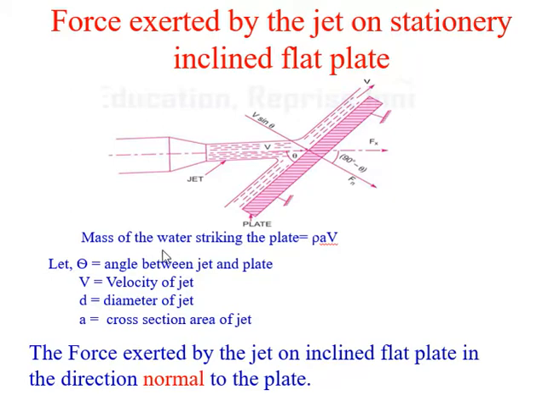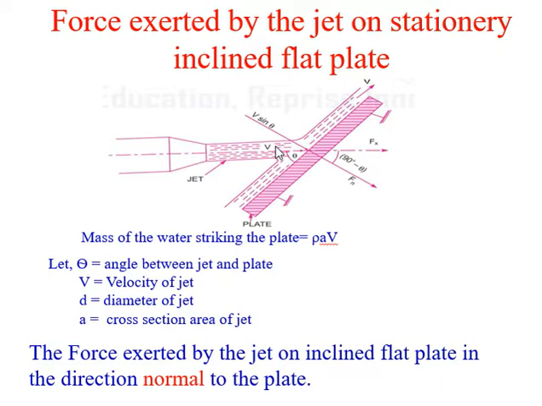Let theta be the angle between the jet and the plate, v the absolute velocity of the jet, d the diameter of the jet, and a the cross-section area of the jet. If the plate is smooth and it is assumed that there is no loss of energy due to the impact of the jet, then the jet will move over the plate after striking with a velocity equal to its initial velocity, that is v.